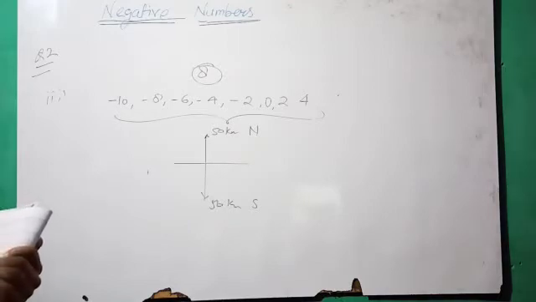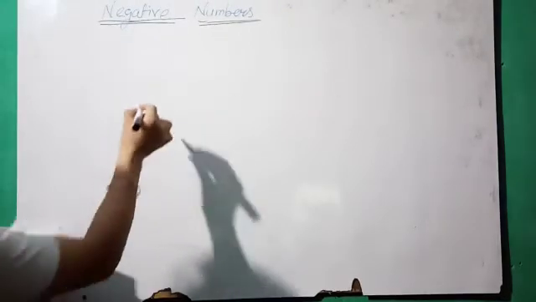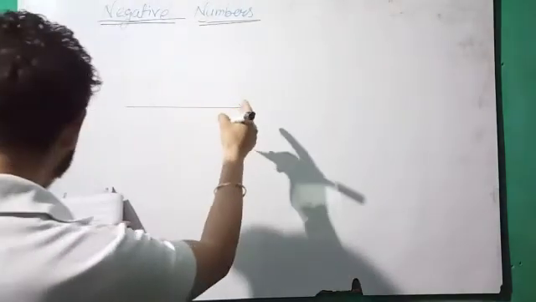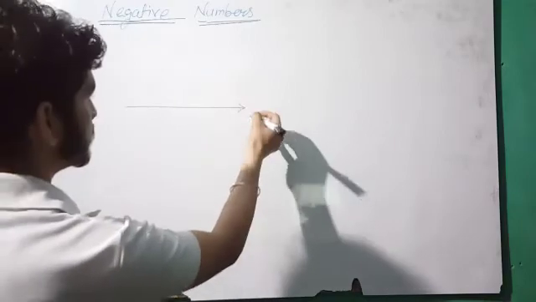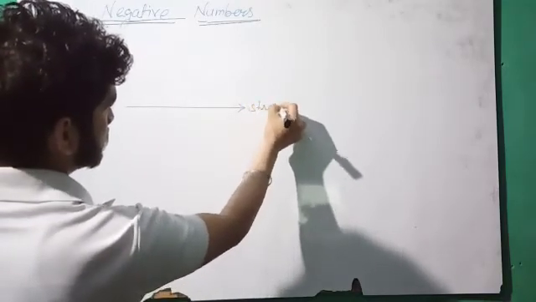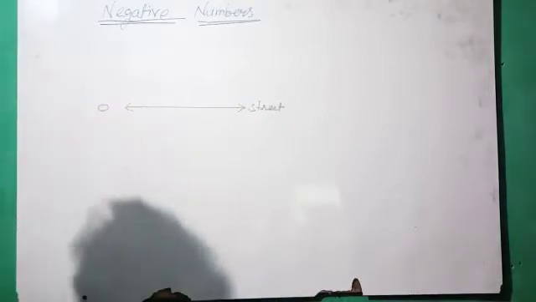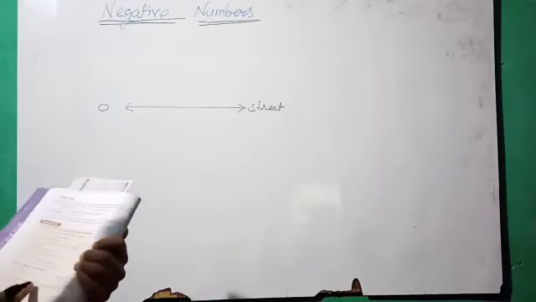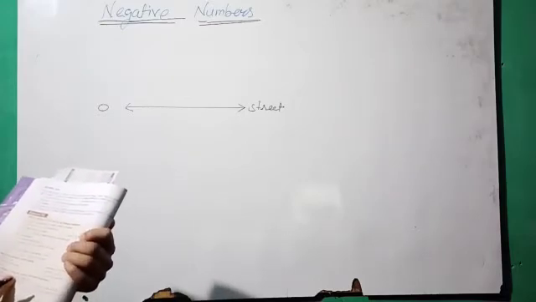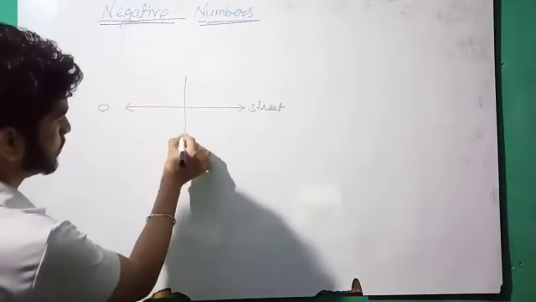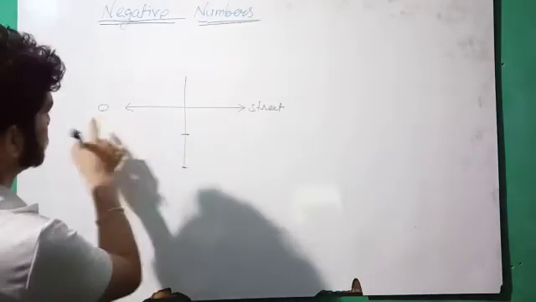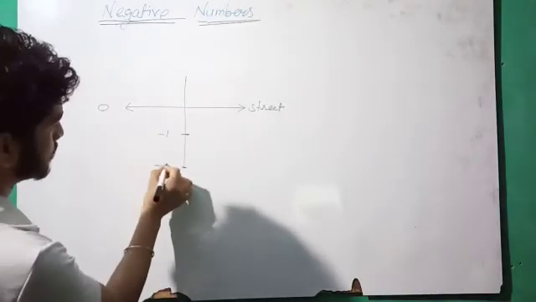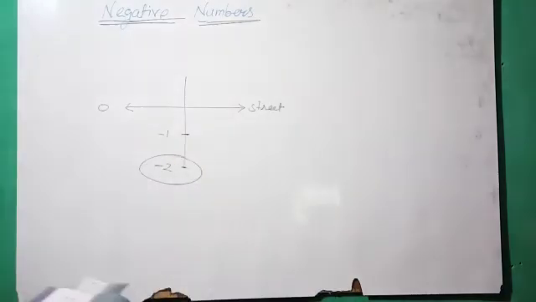Write an integer to name the number in the given sentence. The elevator is 2 floors below the street level. Let the street level be the ground, and it is assumed to be level 0. So if we have to give the number for 2 floors below, this is first, this is second. If it is 0, then minus 1 and minus 2. So minus 2 is your answer.